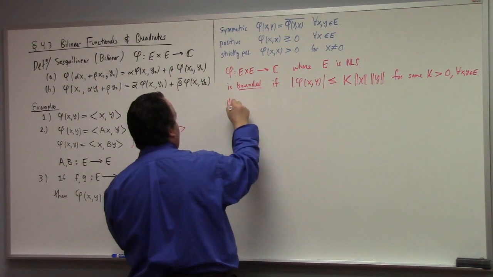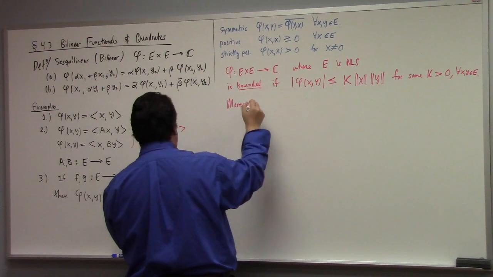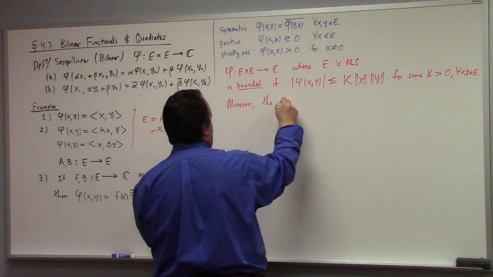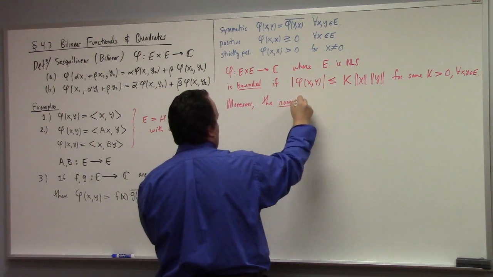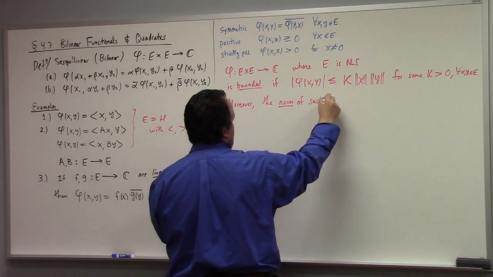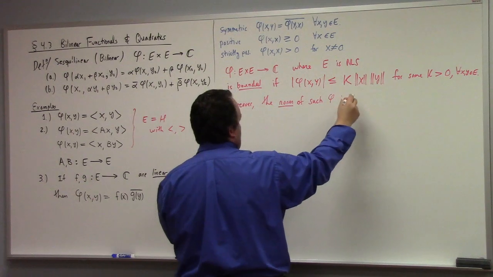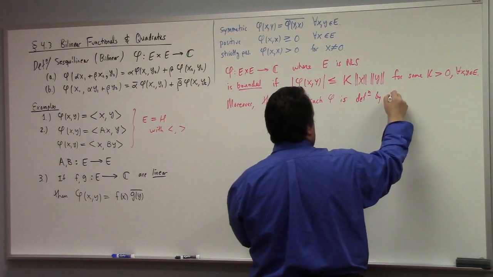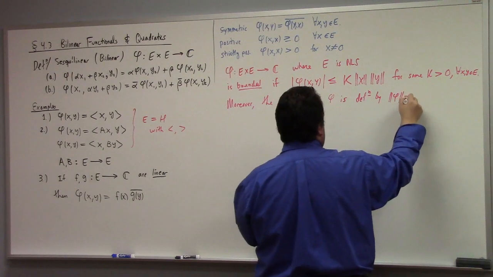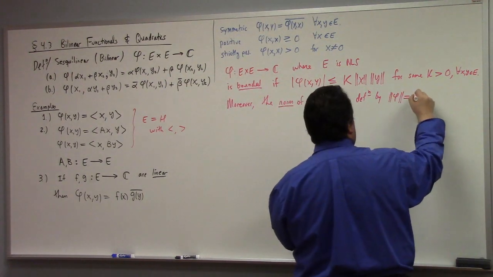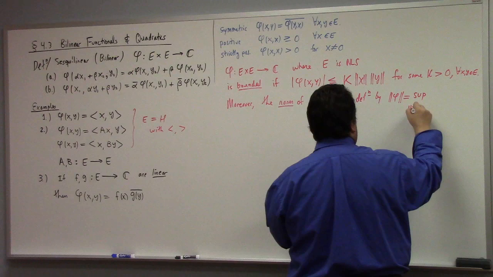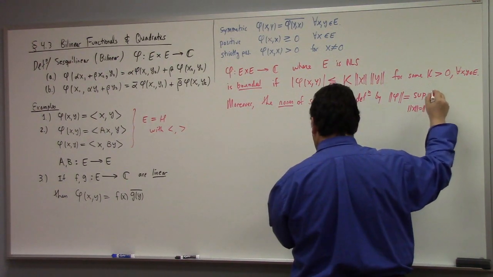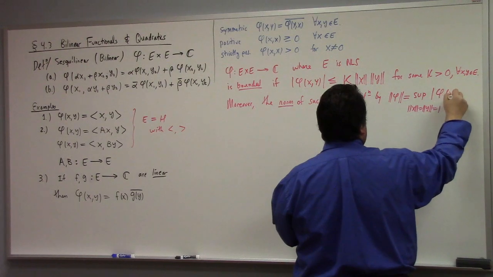Moreover, the norm of such phi is defined by the norm of phi equals the supremum over the norm of x equals the norm of y equals 1 of the absolute value of phi of x,y.